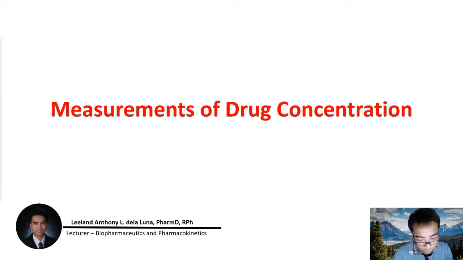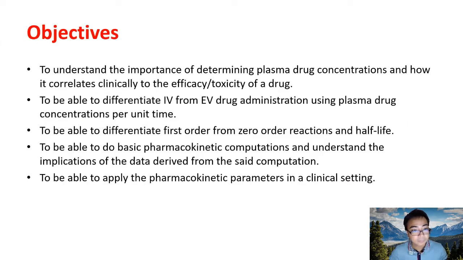Right? So that's why, class, it's important again that we understand how we measure the concentration of the drug in the blood and correlate this, class, to its clinical effects. So for the class, our objective is first to understand the importance of determining the plasma drug concentration and how it correlates clinically to the efficacy and toxicity of a drug.